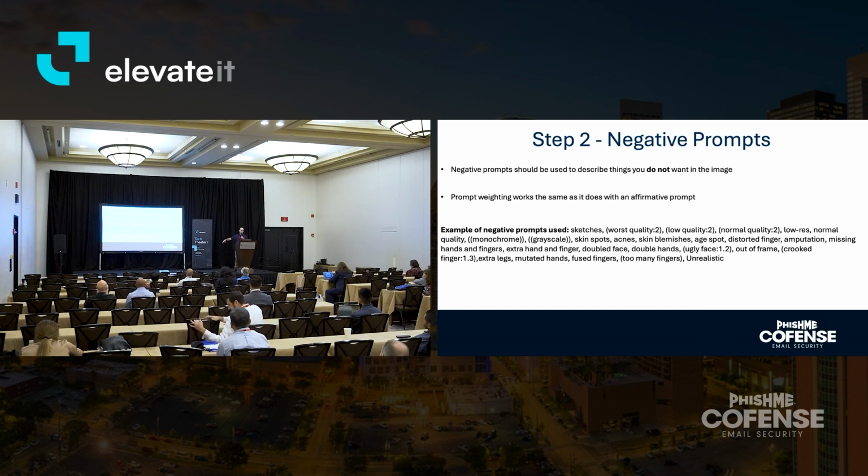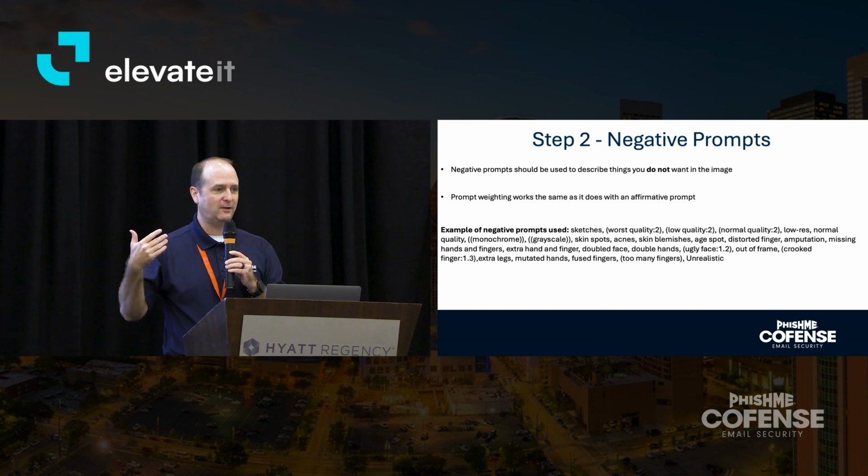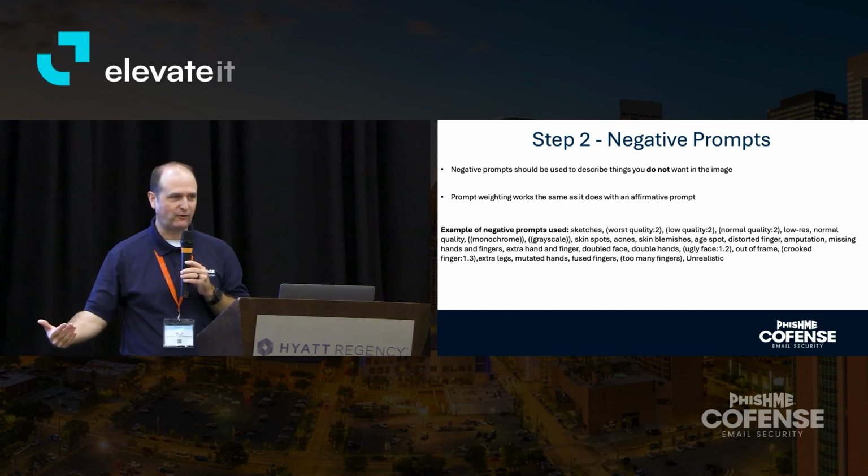Now it also starts to be telling where the AI is weak. Distorted finger, amputation, missing hands and fingers. It starts to get amusing. Extra hand and finger, double face, double hands. The AI doesn't know what a human is. It's just doing pattern matching, so you have to spell this out. Ugly face, out of frame, crooked fingers, extra legs, mutated hands. This is all trial and error, folks. We learned the hard way that if you can expel these things from the AI, you start getting things that look like the real deal, very close to your first try.